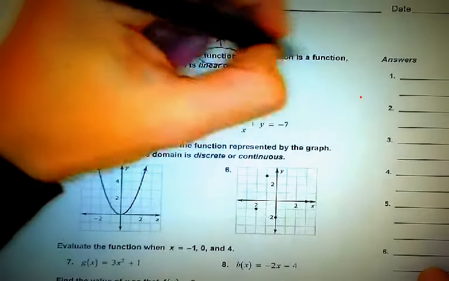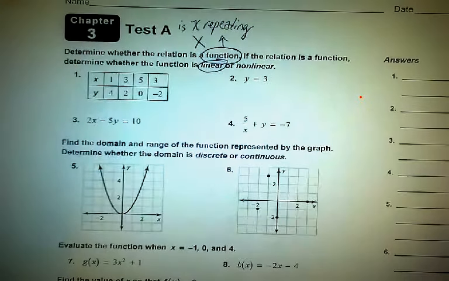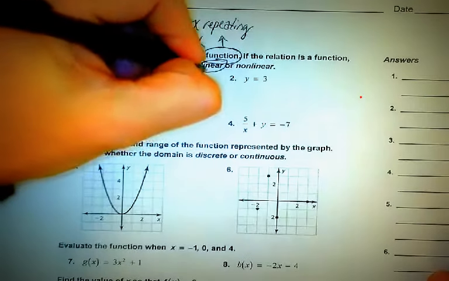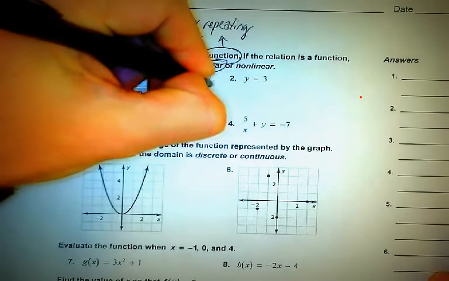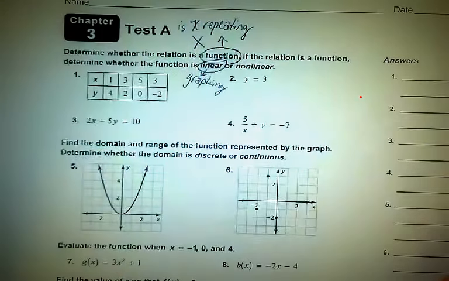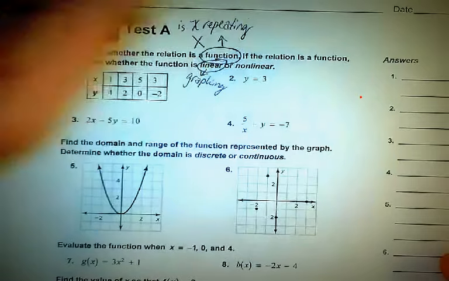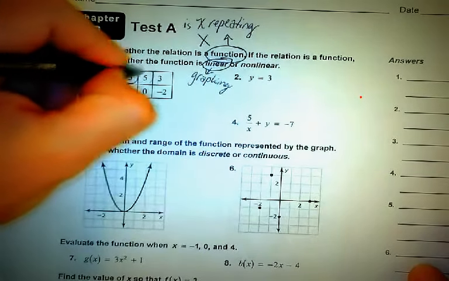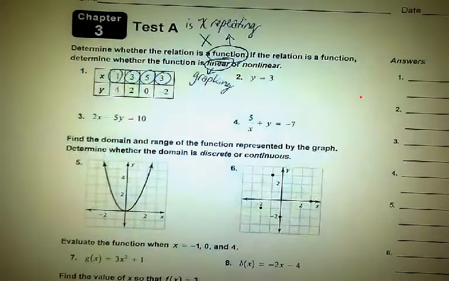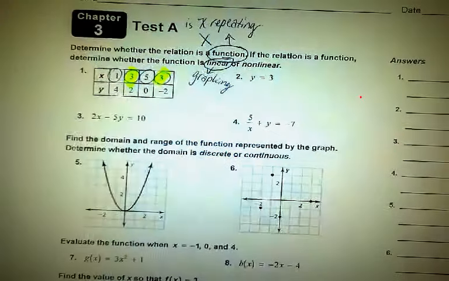The other thing they ask us is about linear and nonlinear. And with linear, we are going to be using graphing and common difference. All right, so first things first, let's talk about function for all of these. When I look at my x's, 1, 3, 5, and 3, I can see first and foremost that my 3's are repeating. So I know that this is not a function.